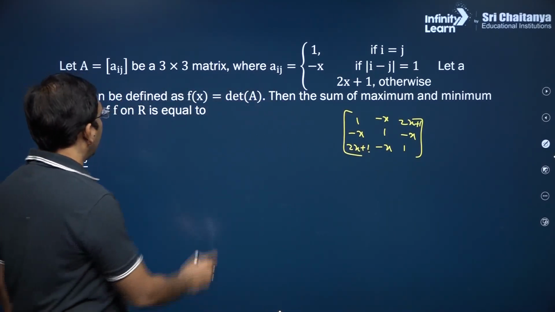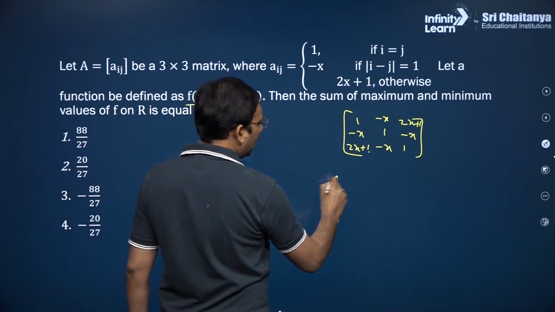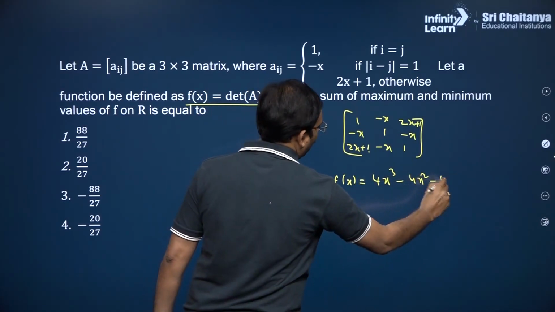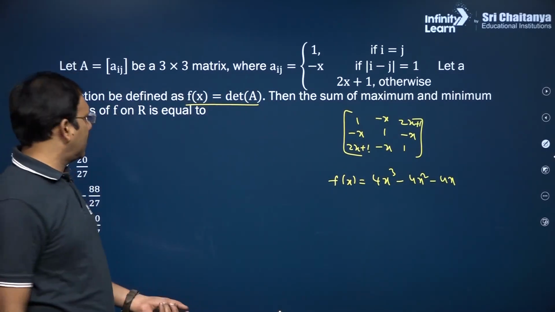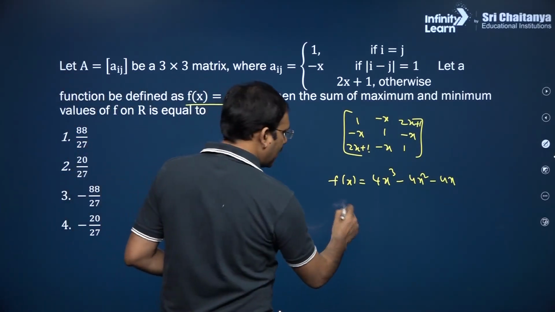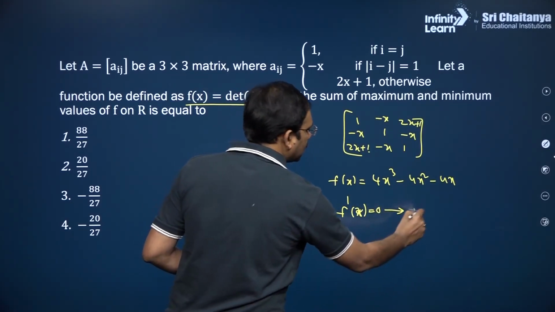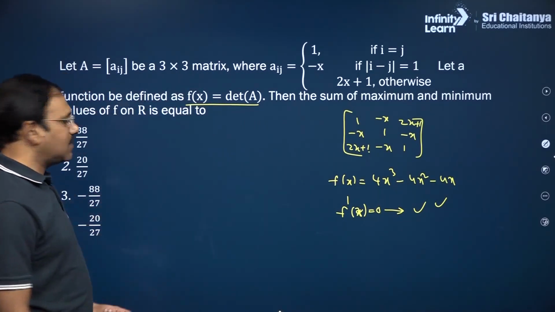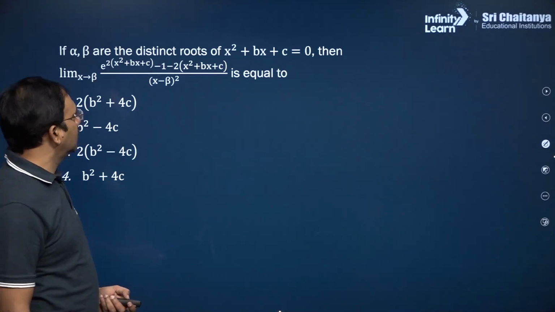Now he said f of x is det A, my dear friends. You just find this determinant, you are going to get a cubic expression like 4x cube minus 4x square minus 4x, something like that. Then the sum of maximum and minimum values of this particular expression. You just take its derivative, make it equal to 0, you see where f dash x becomes 0, you will get the values say alpha and beta, just find f of alpha, f of beta, their sum he is expecting, my dear friends. I think minus 88 by 27 you are going to get, that is it.